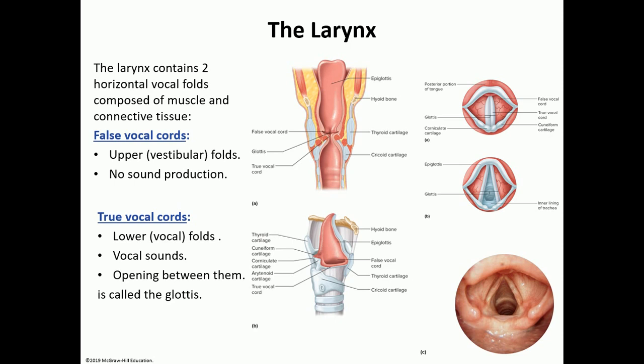Now, all of these cartilages are covered with mucous membrane, so you can see here, this is the epiglottis, but covered now with this pink mucous membrane. And we have these two folds. So this is an upper fold, and this is a lower fold. The upper fold is also known as the false vocal cords, or the vestibular folds. The lower fold down here is known as the true vocal cords, or just known as the vocal cords, and these are the ones that are going to produce sound.